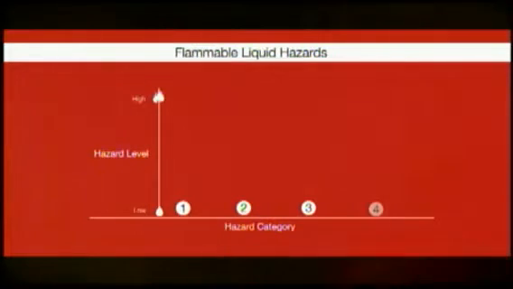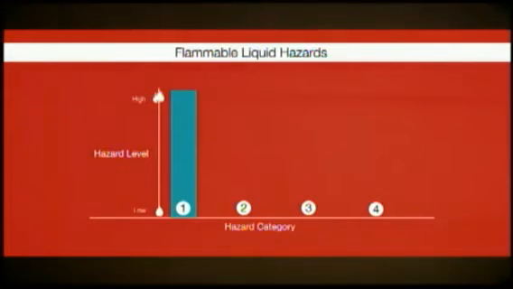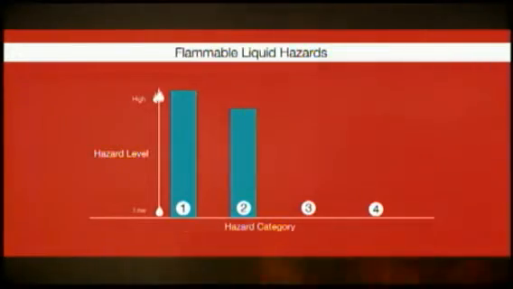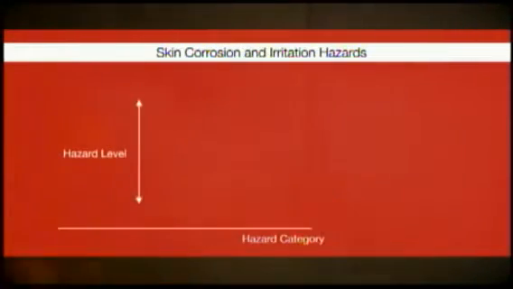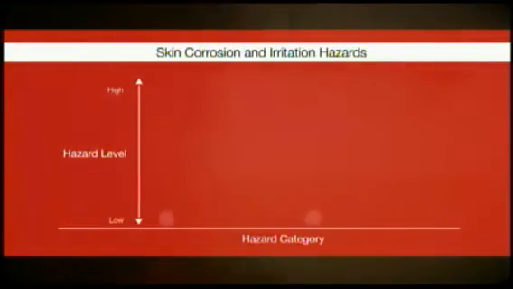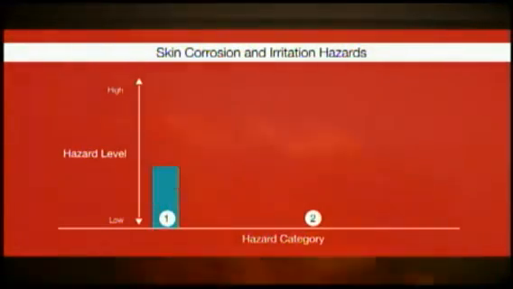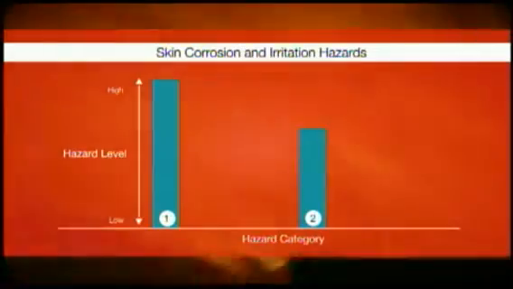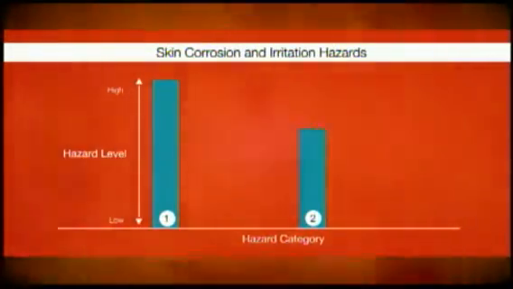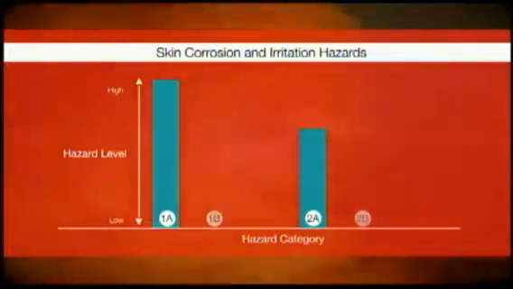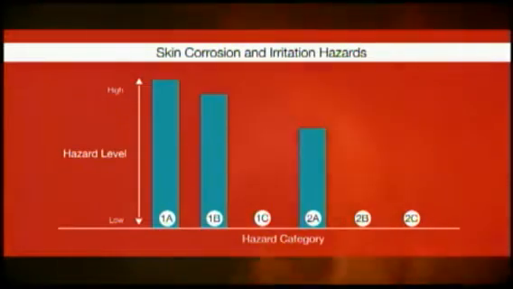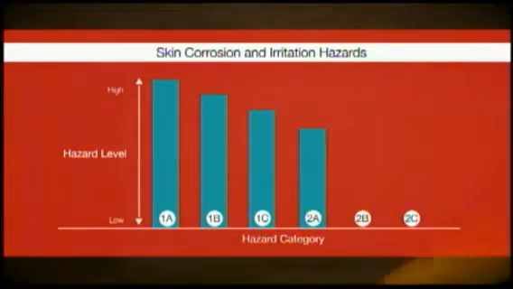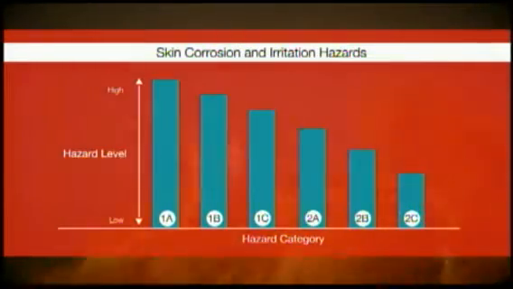Let's look at some examples. There are 4 categories for flammable liquid hazards. Category 1 chemicals are more flammable than Category 2 chemicals. The least flammable is Category 4. For skin corrosion and irritation hazards, there are only 2 categories, 1 and 2. A 1 hazard is worse than a 2 hazard. Within these 2 categories are subcategories A, B, and C. A hazard that is 1A is worse than a 1B hazard, and a 1C hazard is worse than a Category 2 hazard. You get the idea.